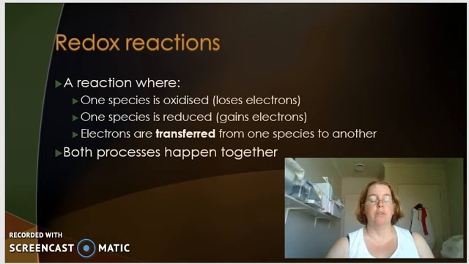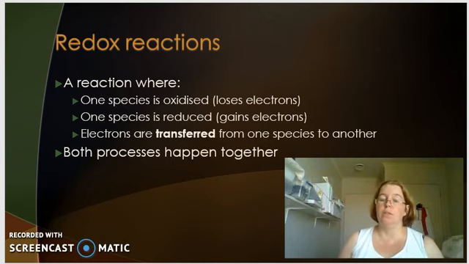So redox reactions. A redox reaction is simply where one species is oxidized, it loses electrons, and the other is reduced, it gains electrons. So both oxidation and reduction have to happen together. You never get them happening on their own. You can't have an oxidation reaction without a reduction reaction, and vice versa. Overall, you're going to have a transfer of electrons from one species to the next.